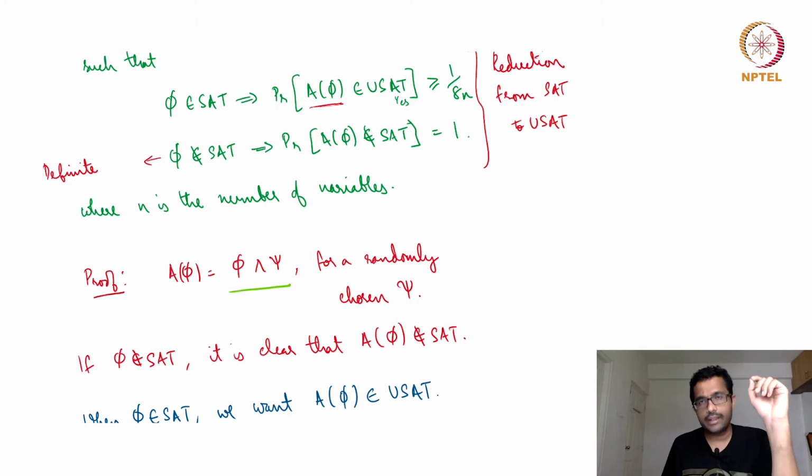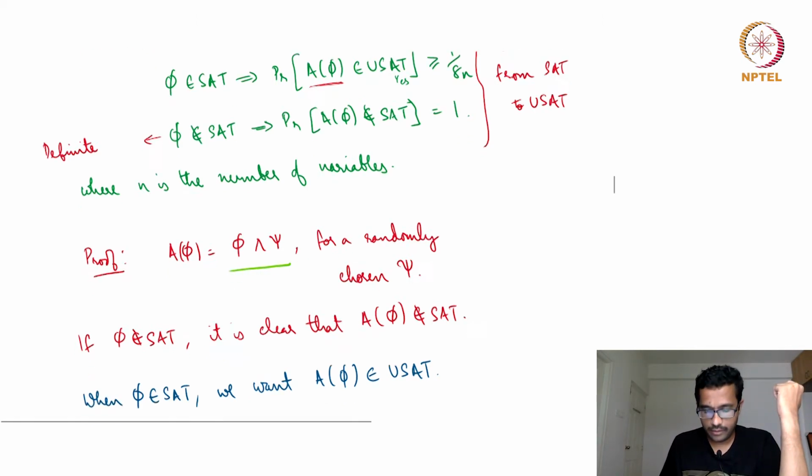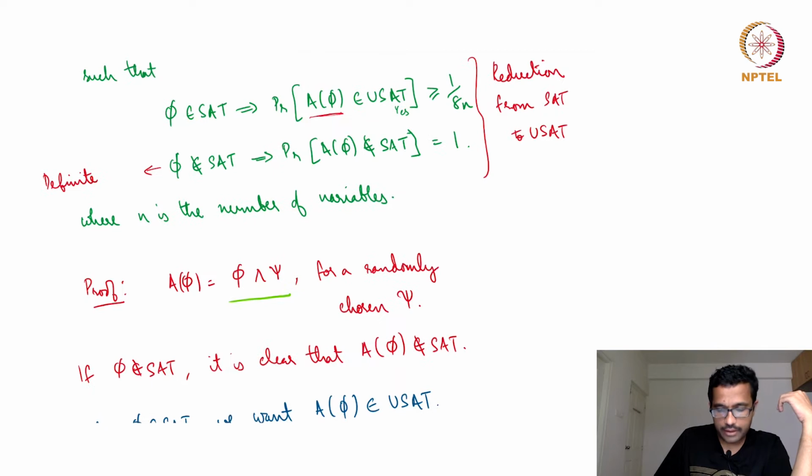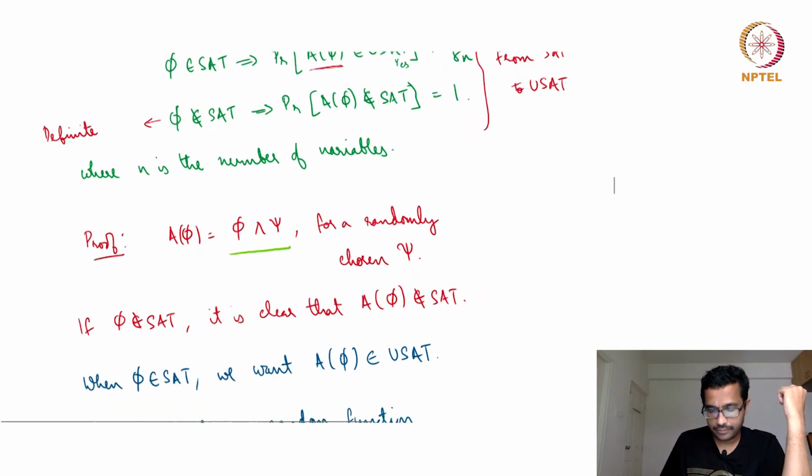Simply phi and with another formula psi, where psi is randomly chosen. It is immediately clear that if phi is not satisfiable, then phi and psi also will not be satisfiable, because it's not possible to satisfy phi itself. So how can you satisfy phi and something else? So the second part, the fact that phi is not in SAT, implies this part that I am underlining. This part is immediate because of the construction of the formula a phi.